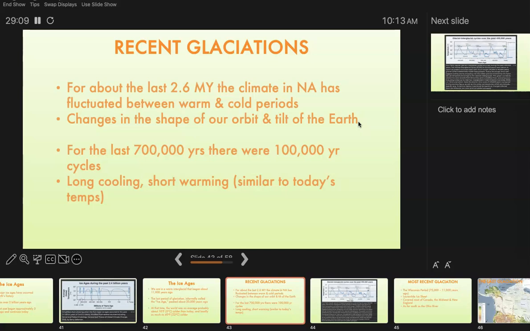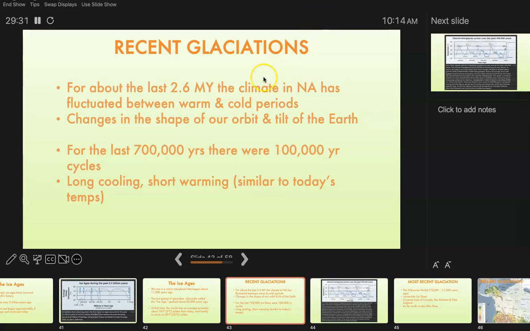For about the last 2.5 million years, that's pretty much what we call our ice age. I know it said a higher number a couple slides ago, but 2.6 million years ago, this is basically our Ice Age period. It's a long time.